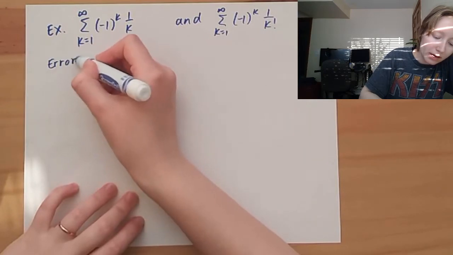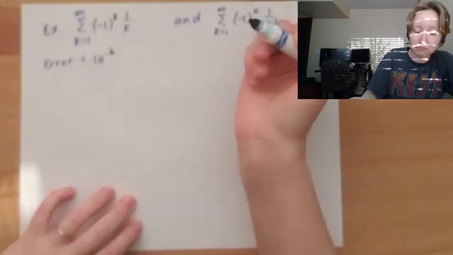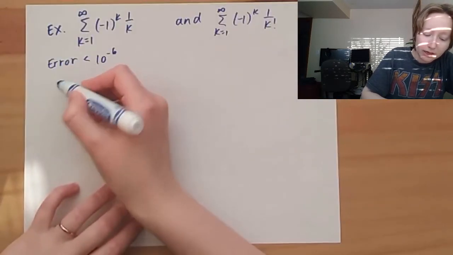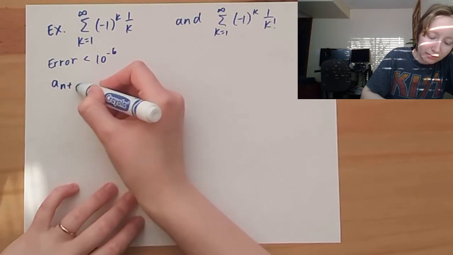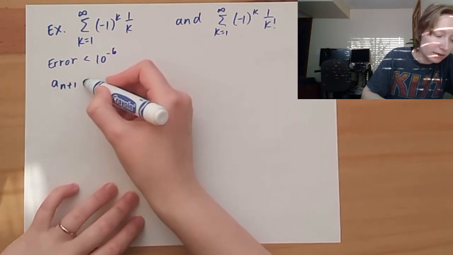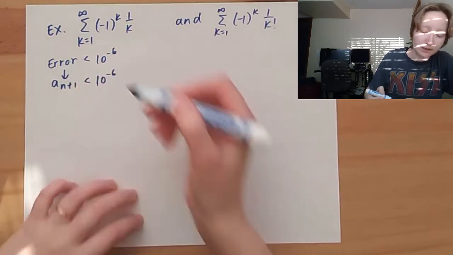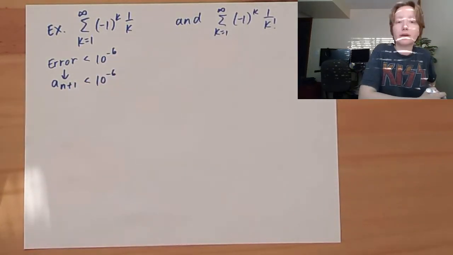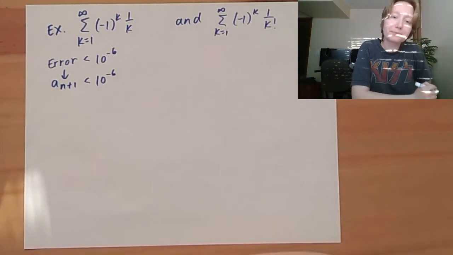I know the condition is that my error has to be less than 10 to the negative 6. And the error itself is going to be bounded by a sub n plus 1. So a sub n plus 1 has to be less than 10 to the negative 6, right? The error is bounded by a sub n plus 1, so a sub n plus 1 has to be less than 10 to the negative 6.